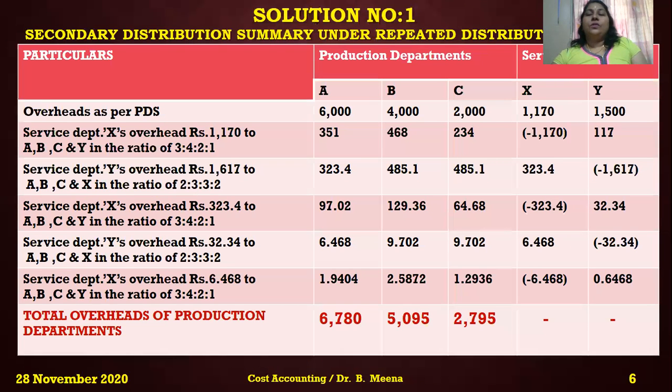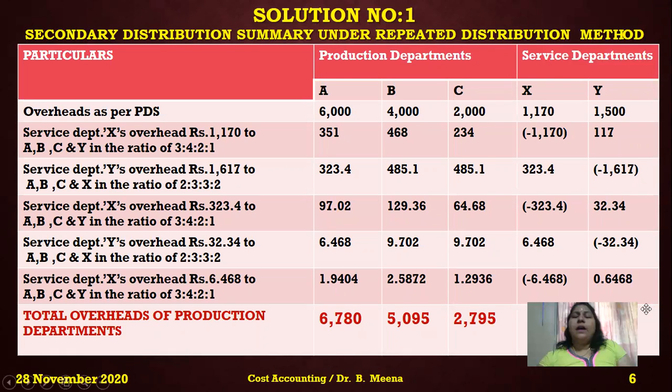So look at this. As usual, I'll put the heading: secondary distribution summary under repeated distribution method. Okay. Then have the columns alone: particulars, production departments, service departments. Production departments are A, B, C, and service departments are X and Y. Then I'll write overheads as per PDS, the respective overheads as per the problem, which I have written over here.